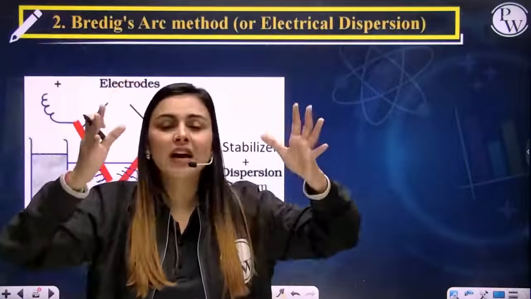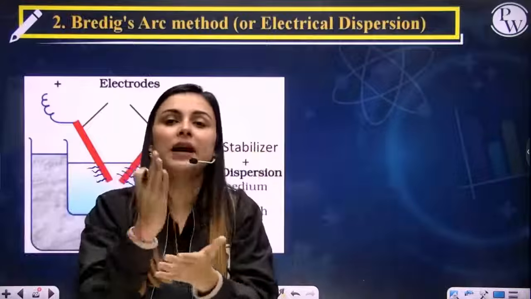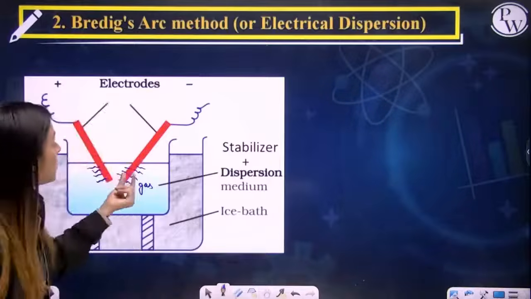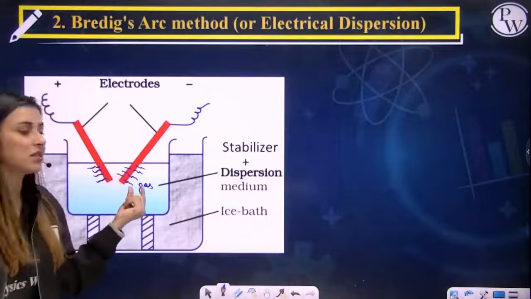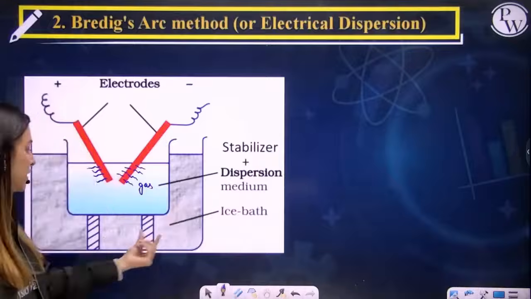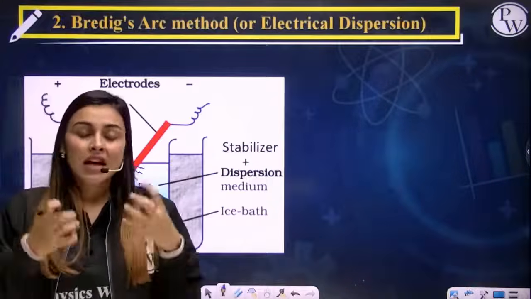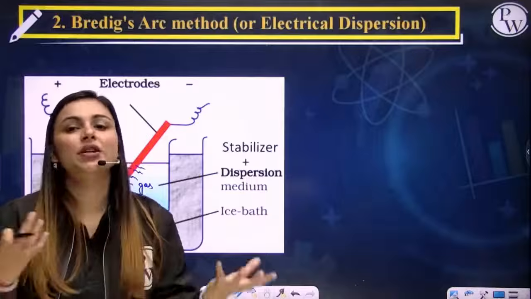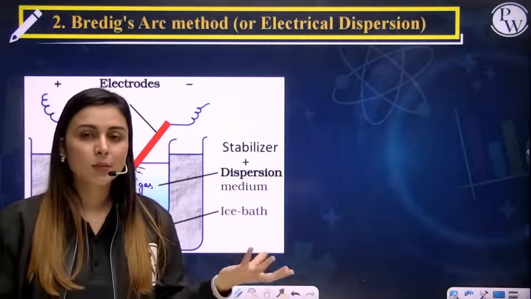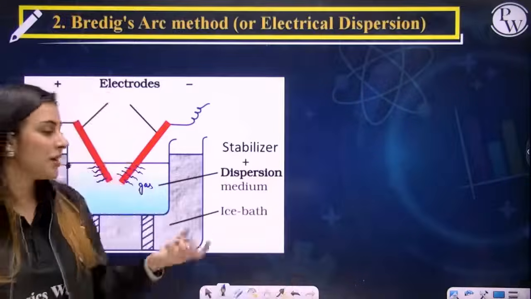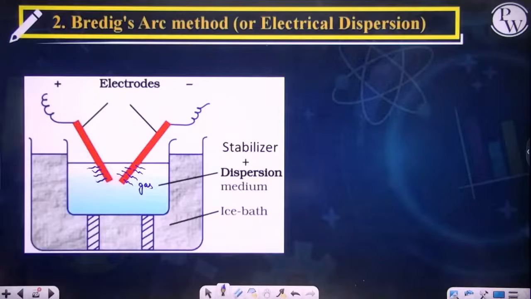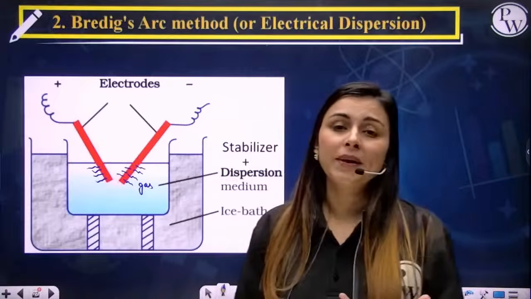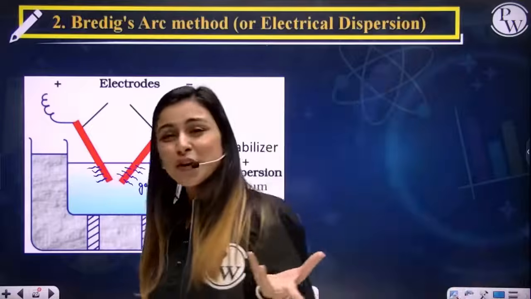You pass a very high amount of electric current, and the moment you pass it, the metal will come out in the gaseous form. And the moment it comes out in gaseous form in the dispersed medium, because of this ice, it will get condensed. And the moment it gets condensed, you will get your colloidal solution. Dispersed phase is the metal and the dispersing medium is the medium which you took, right? Yes. So this is how Bredig's arc method is used to prepare the colloidal solution. I hope you're clear with this.